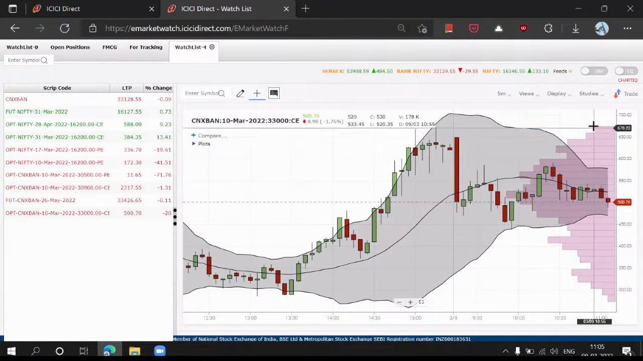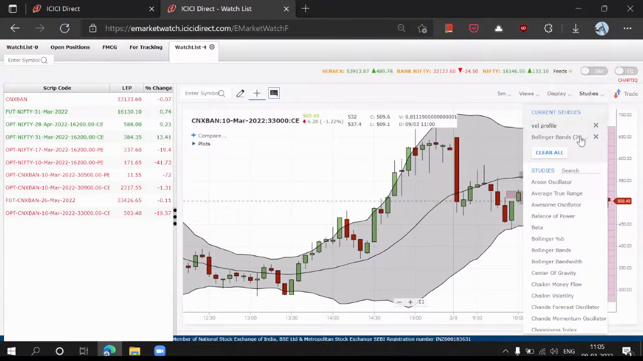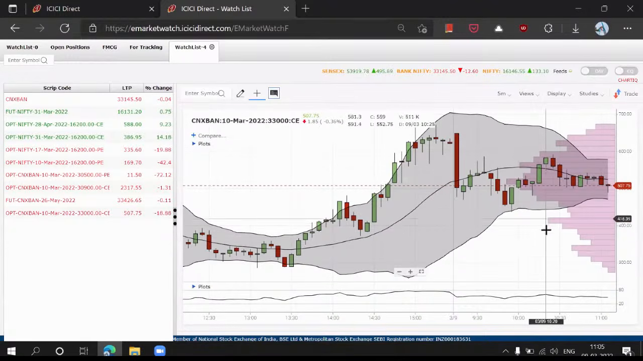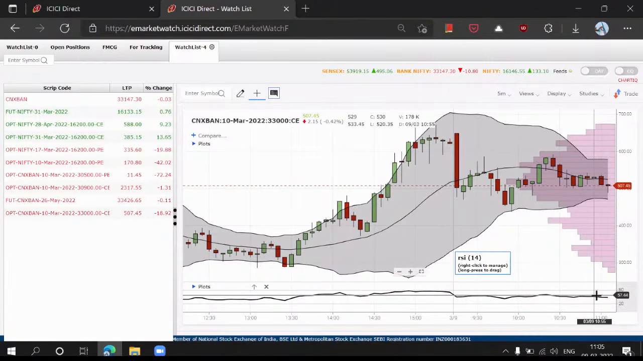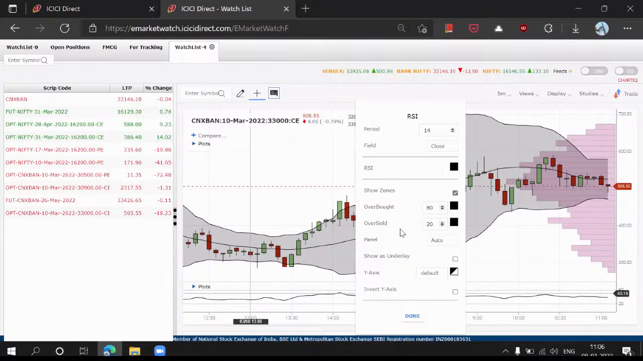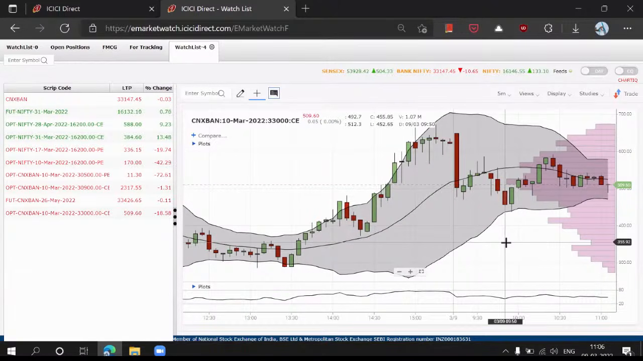Let's say we can add indicators like RSI and a few other common indicators which we can add here. So you can see whether they're overbought or oversold. You can see this level over the last few days, few months. These charts are all real time available to you.